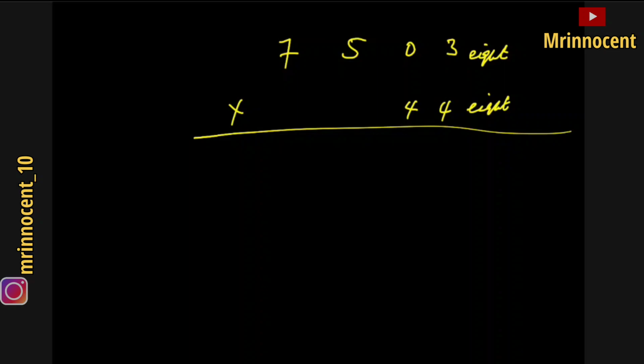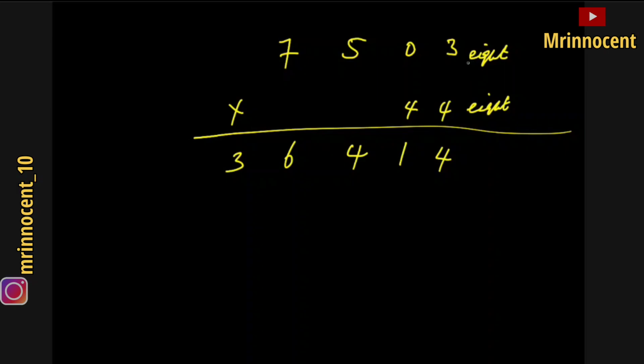4 times 3 is 12 and 12 in base 8 is 1 remainder 4. 4 times 0 is 0. 0 plus 1 is 1. 4 times 5 is 20. 20 in base 8 is 2 remainder 4. 4 times 7 is 28 plus 2 is 30. 30 in base 8 is 3 remainder 6.